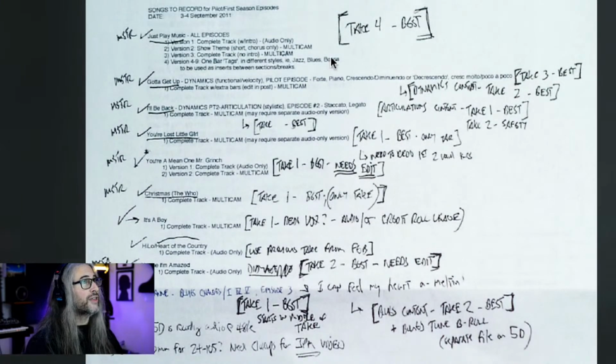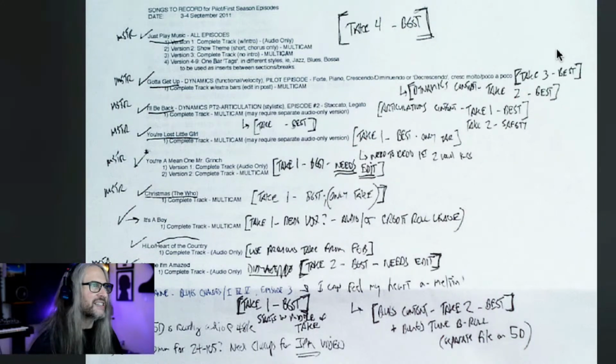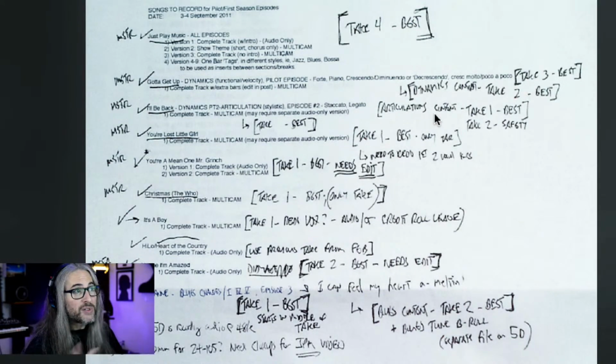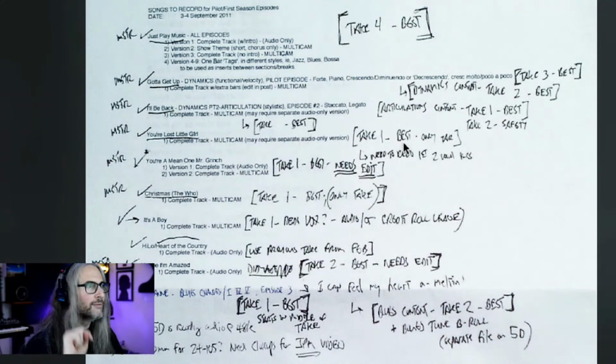So okay, the theme song was take 4. Gotta Get Up, that was take 3. With that best, labeling it best, I stole that right from the Beatles recording sessions book. Whenever they would have their best take, they'd always label it best. So articulations, the episode content, take 1, best. Take 2 was a safety. All right. Your Lost Little Girl, cover song, Doors song, take 1, best.